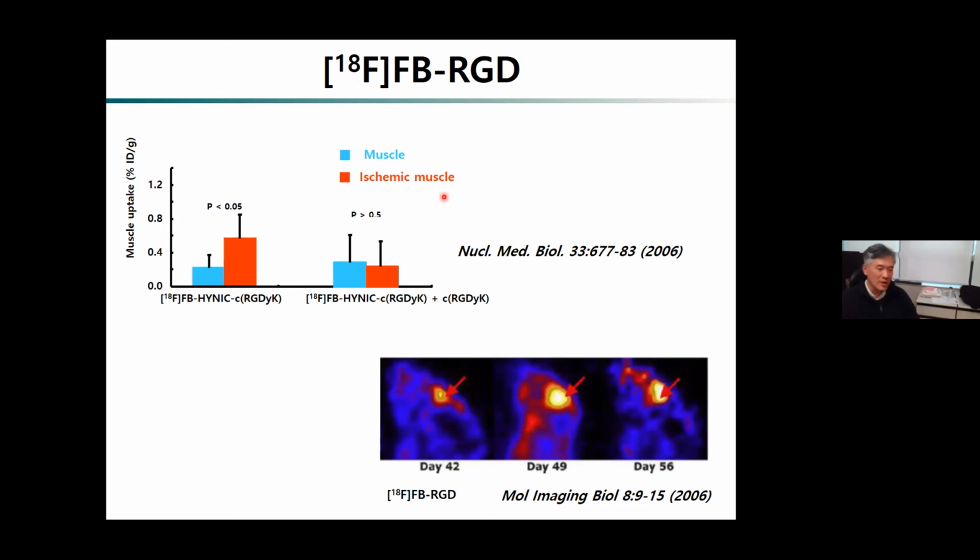The RGD compound was highly taken up in the ischemic muscle, because the ischemic muscle shows an increase of alpha V beta 3 integrin compared to normal tissue.